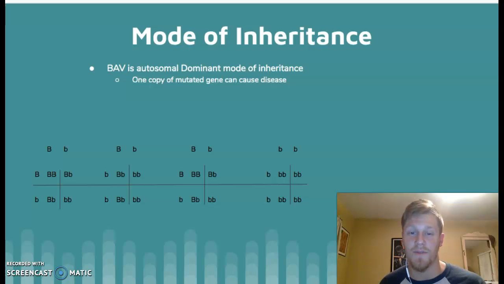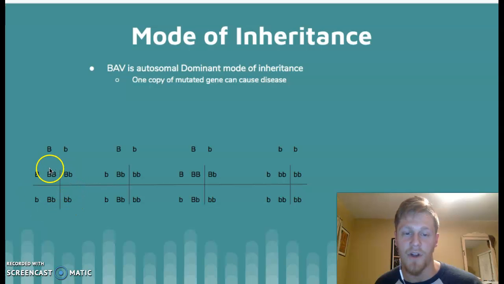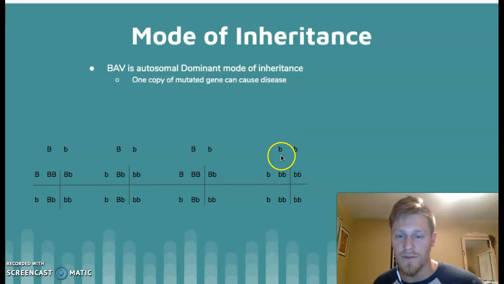These Punnett squares represent an autosomal dominant mode of inheritance. It's showing the genotype of individuals, where capital B means they have BAV or the gene for BAV. This is their genotype, and this is the probability of their offspring carrying the gene and being affected by it. These two have BAV, so there's a 75% chance that their offspring will also have BAV, while this individual does not have BAV and neither do they, so there's a 0% chance of their offspring inheriting BAV from them.